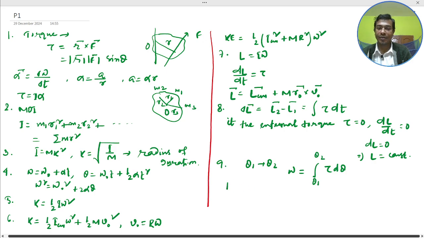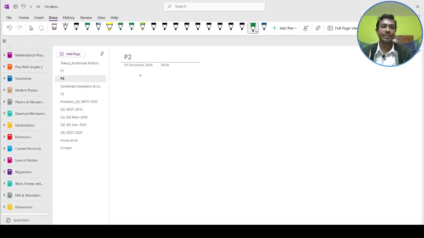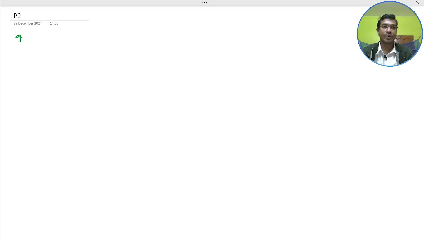Power delivered by torque means P equals dK dt, where K means the kinetic energy. So d dt of half I omega square becomes tau omega. This is the power. Next, the moment of inertia theorems: one is the parallel axis theorem and another is the perpendicular axis theorem. First, the parallel axis theorem.